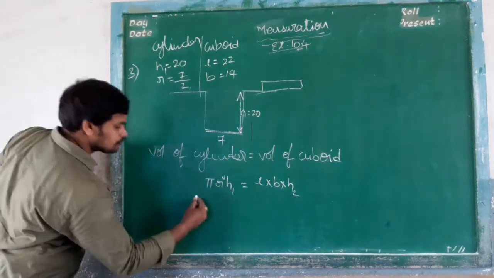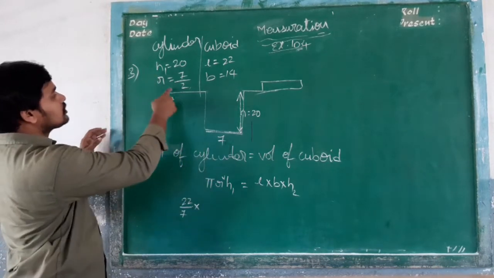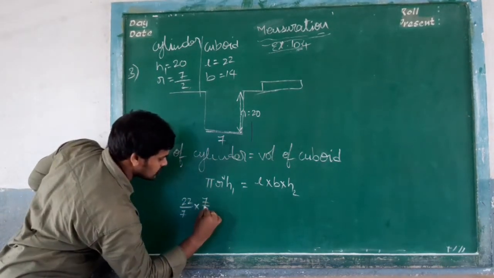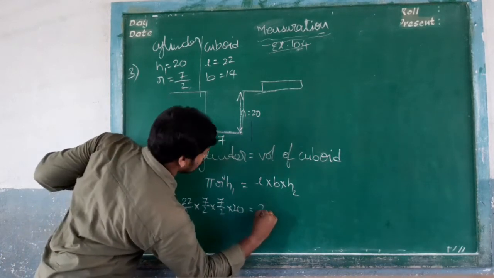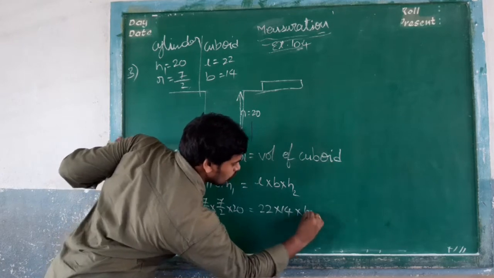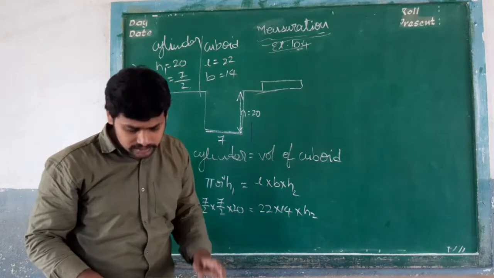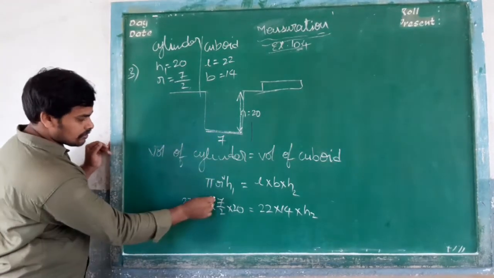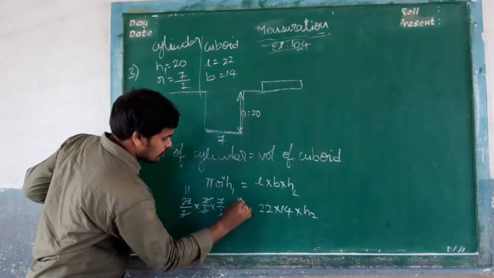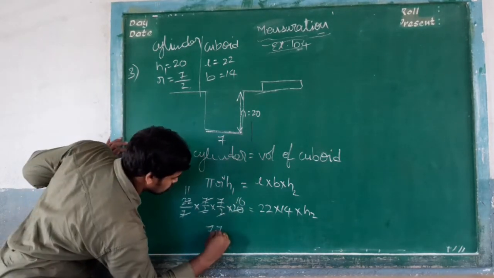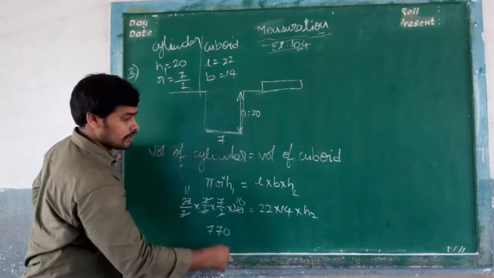So pi value is 22 by 7. What is the radius of the cylinder here? Radius of the cylinder is 7 by 2. Height is 20. What is the L value here? 22 into 14. We should calculate the value of H2. All are in meters? Yes, all are in meters. Okay, 7 cancels. 2 in 20, 10 times. 7 elevens are 77.